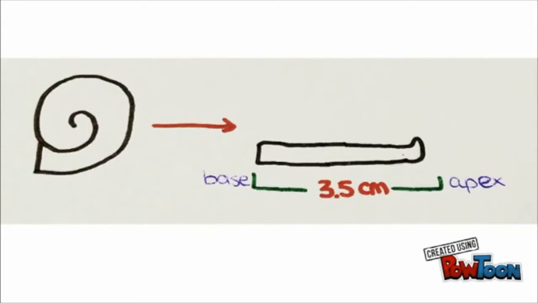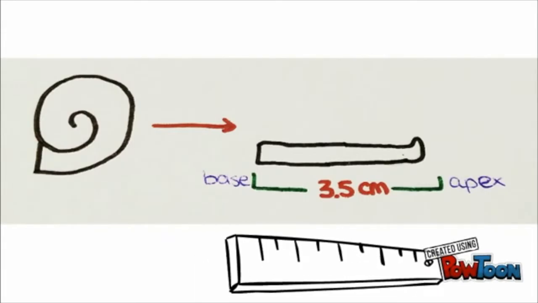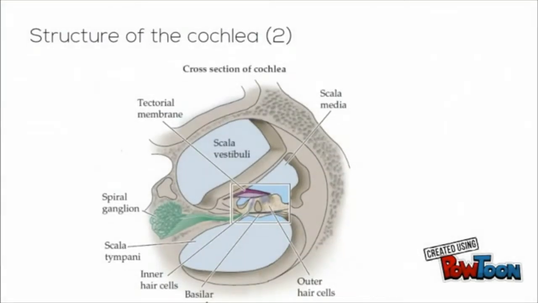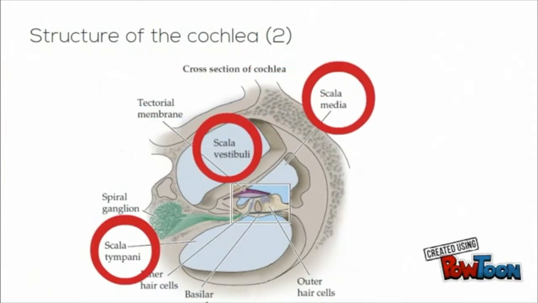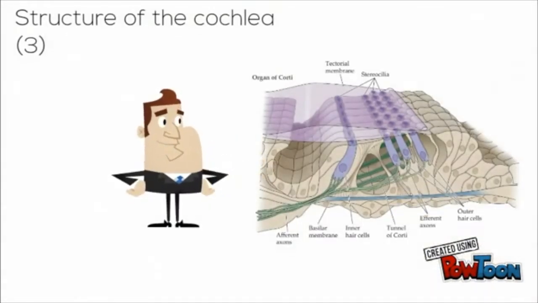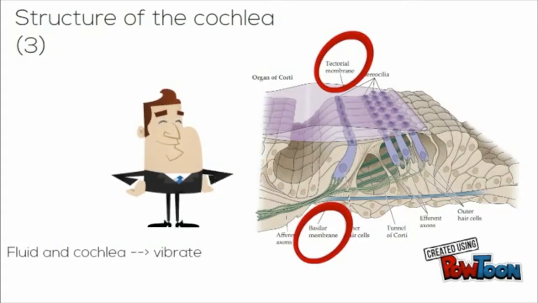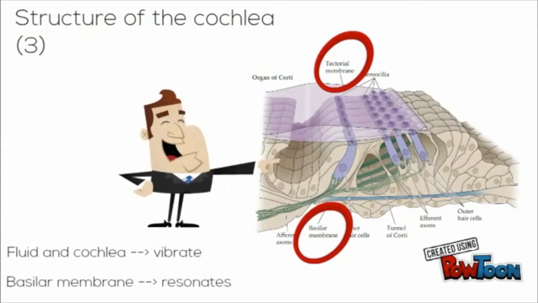If you uncoil the cochlea, it is 3.5 centimeters long. The cochlear partition almost completely bisects the cochlea. The partition divides the cochlea into the scala tympani and the scala vestibuli. The scala media runs within the cochlear partition. The cochlear partition supports the basilar and tectorial membranes. When sound arrives at the oval window, the fluid in the cochlea starts to vibrate and the basilar membrane resonates.